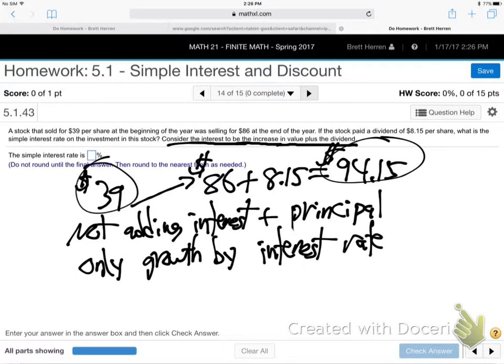How does $39 become $94.15? What percentage rate growth is that? That's what's being said to us. So all we're going to use is I equals PRT. It's back to that formula. We're not using the A equals P parentheses 1 plus RT. We're not doing that one because we're never adding back the original principal. There's not a growth and add back the original. There's just a growth. Does that make sense? There's just a growth in the stock. There's never adding back the original amount.